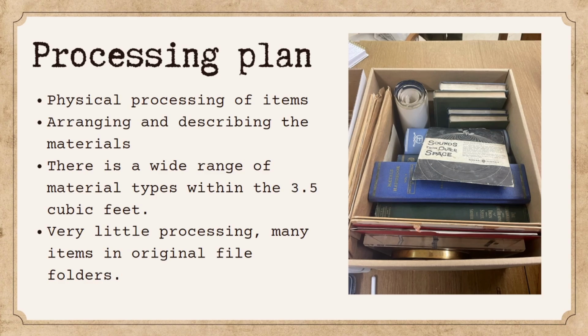So the first part of the archival processing project was creating a processing plan. This includes physically processing the items, figuring out an arrangement, and describing the materials. There was a wide range of materials within the 3.5 cubic feet that I had. There had been very little processing, and many of the items were still in their original file folders, so there was a lot of removing rusty paper clips and staples.